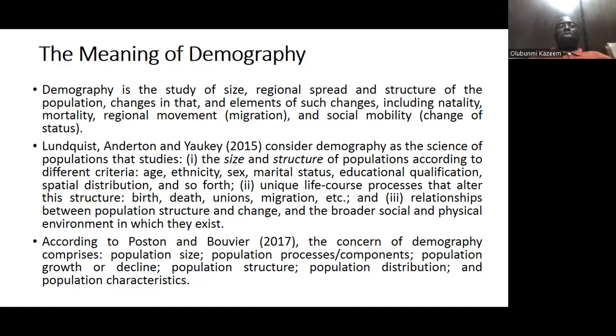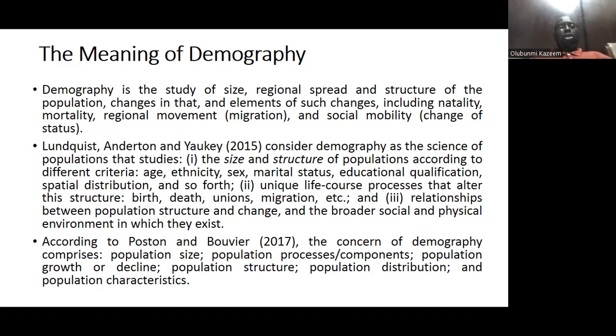So some areas might be densely populated, some areas are sparsely populated. Then in terms of the changes that take place within the population, this is what we refer to as the dynamics. It could be increasing based on birth, it could be decreasing based on death, which is what we call mortality. Birth is natality, and regional movement is migration in and out of a particular geographical area. Then social mobility is the improvement or change of status. Some people might move from being poor to being rich. Some might move from being illiterate to being literate and so on, which changes the way people perceive them or look at them. So that is what we mean by social mobility.